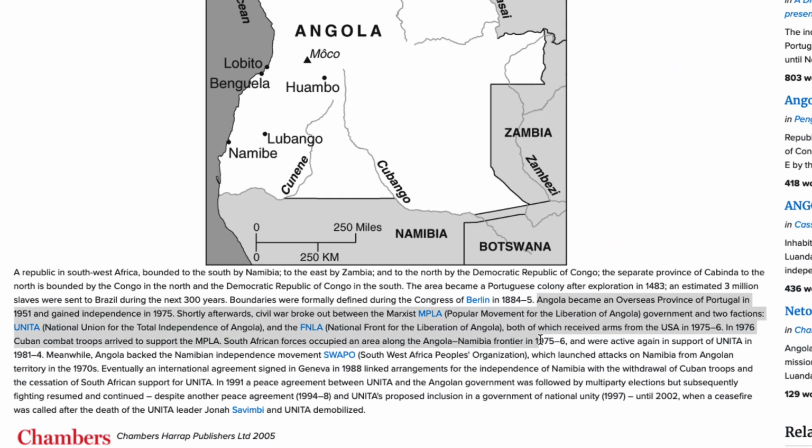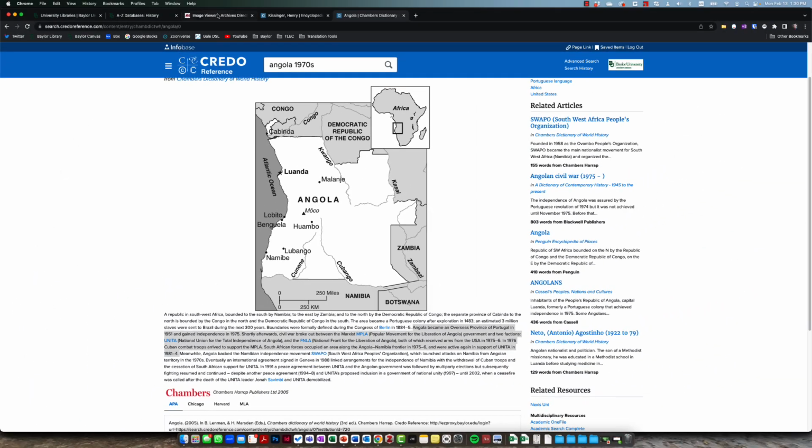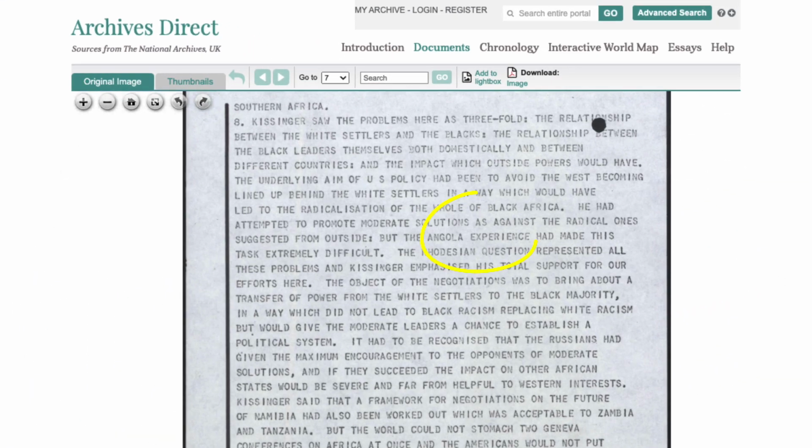Here we can see that Angola became an overseas province of Portugal in 1951 and gained independence in 1975. Ooh, that's a year before our primary source. Shortly afterwards, civil war broke out between the Marxist MPLA government and two factions, the UNITA and the FNLA, both of which received arms from the United States in 1975 and 1976. So it seems very likely that this is what the intelligence officer and Kissinger were talking about in the other document when they referred to the Angola situation.